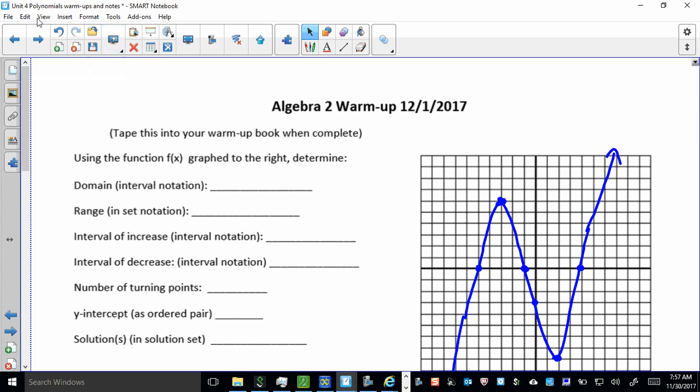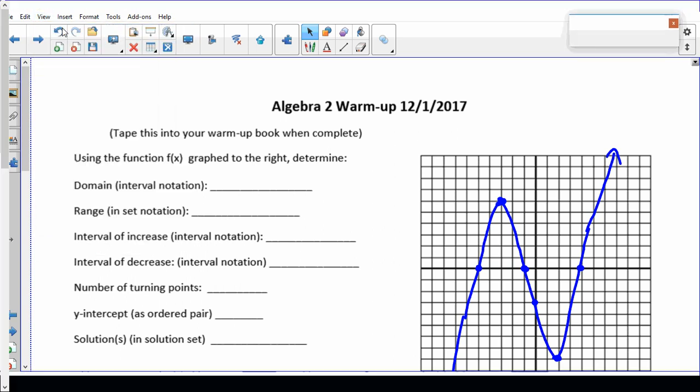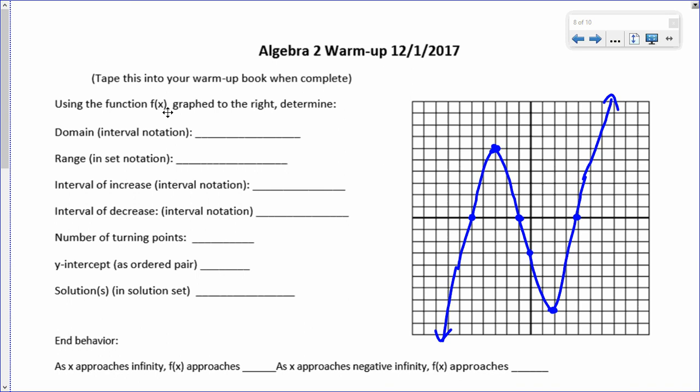First, I wanted to talk about the warm-up a little bit, make sure everybody understands the warm-up because we've got a picture here. It's just a hand-drawn picture, and yours might look slightly different, but I drew it in.